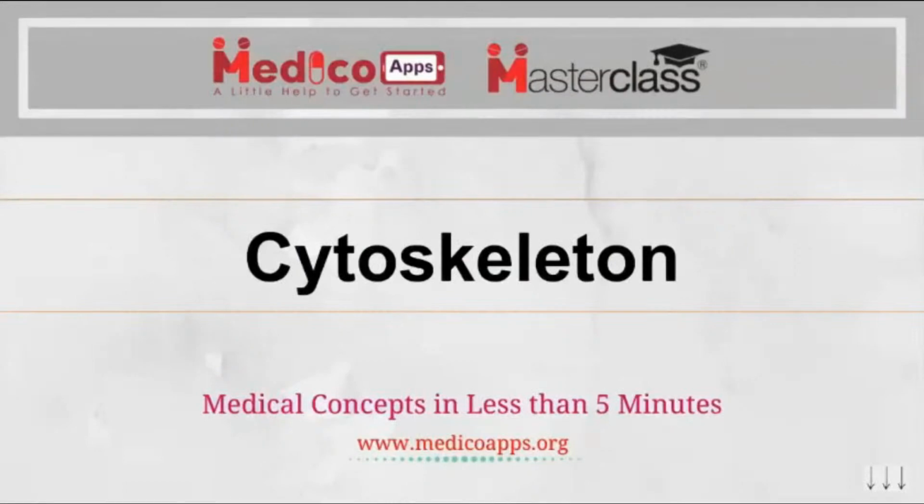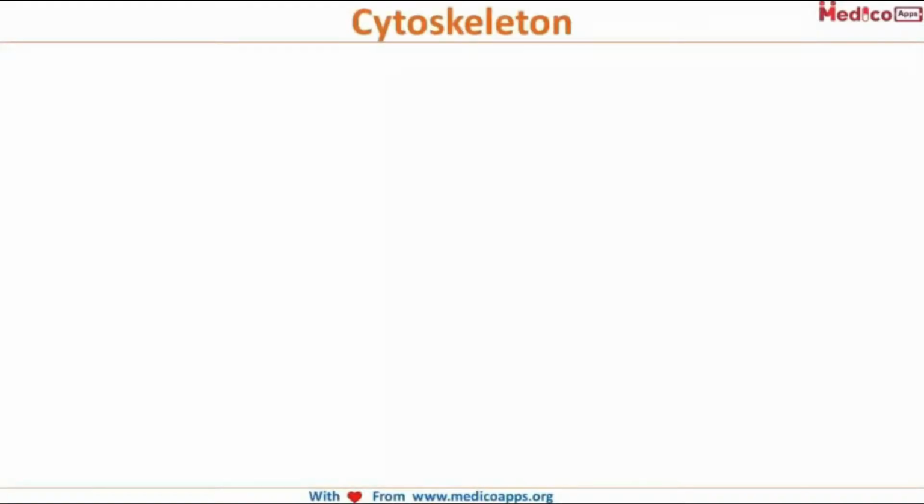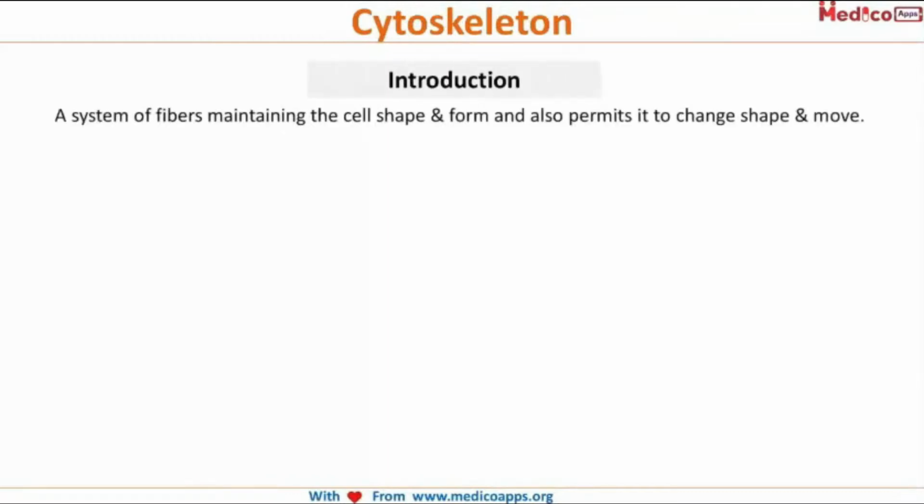Our today's topic of discussion is the cytoskeleton. Now, we know that in our body, bone is the main structure that maintains the strength and stability of the body. Similarly, the cell also has a structure called the cytoskeleton. By definition, the cytoskeleton is a system of fibers that help in maintaining the cell shape and form, and also help in changing the shape of the cell and in the motility of the cell.